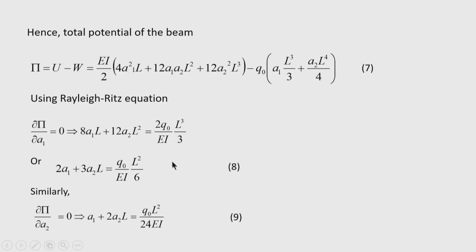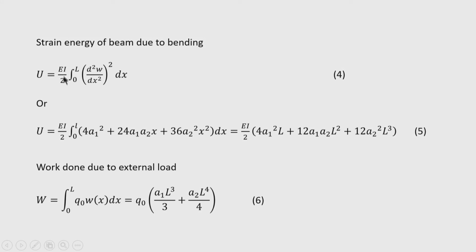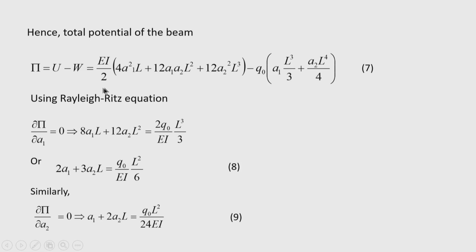So, the total potential, we can now calculate pi equal to U minus W, substituting U from the previous expression, equation number 5, and work done from equation number 6. We now write pi equal to U minus W as EI by 2 into [4 a1 square L plus 12 a1 a2 L square plus 12 a2 square L cube] minus q naught into [a1 L cube by 3 plus a2 L to the power 4 by 4]. So, this is the pi.